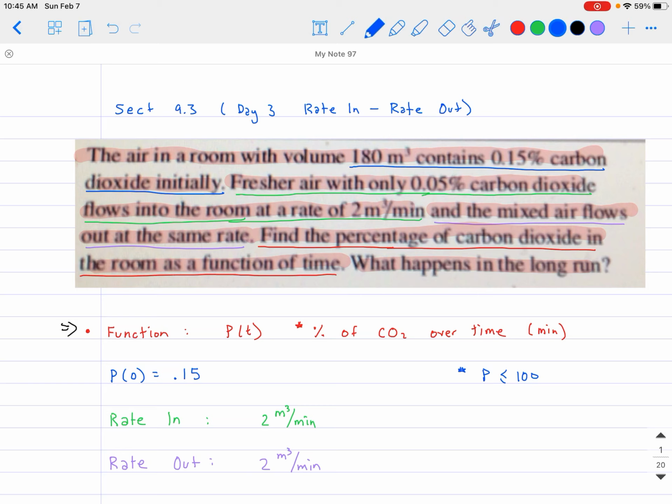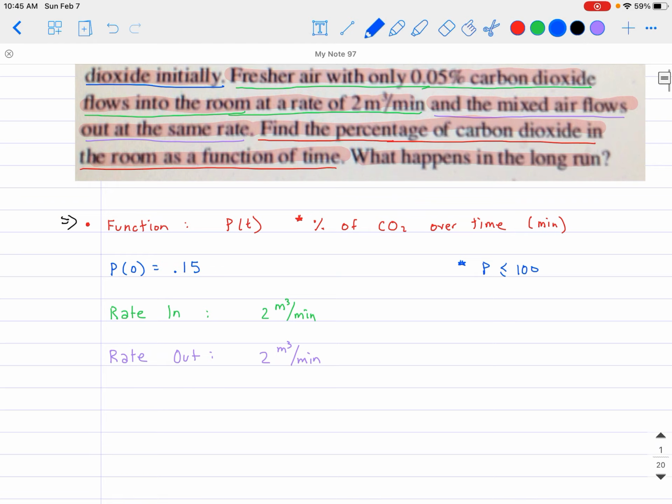Now that right there is going to be a problem, because you'll notice that all of these things that are given to me are not exactly related. For one thing, rate in minus rate out is going to give us 0. So how does that actually work out? And how do we implement the amount of carbon dioxide that's going to be in the room also? Like how much percentage is going to go in?